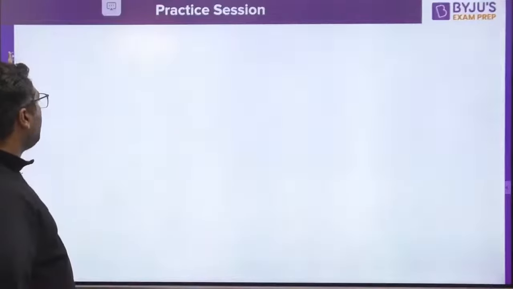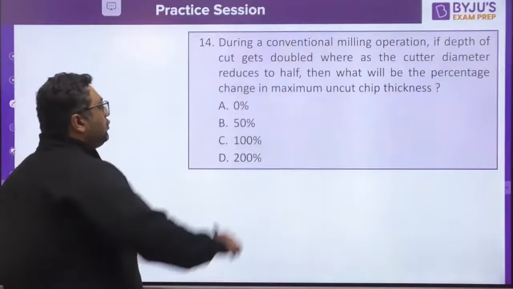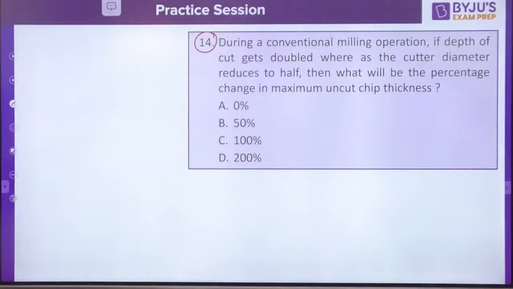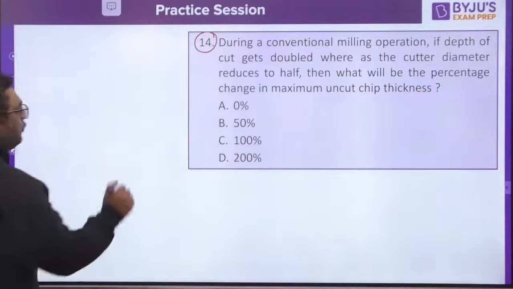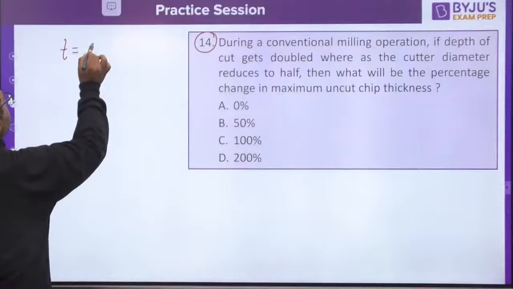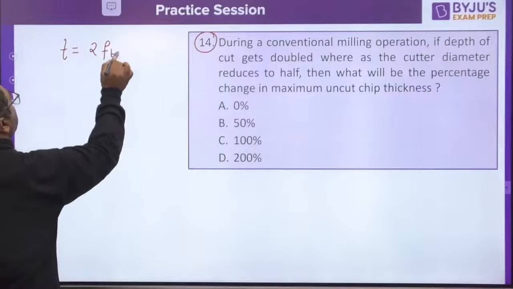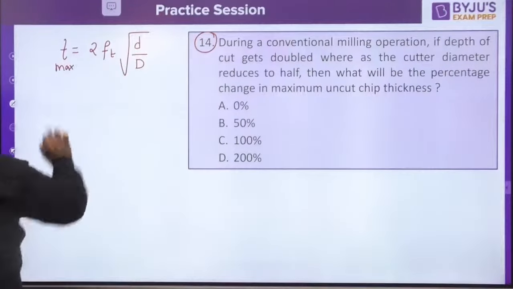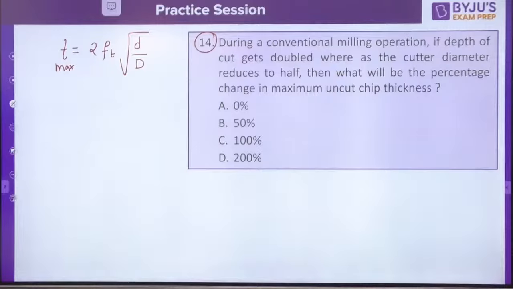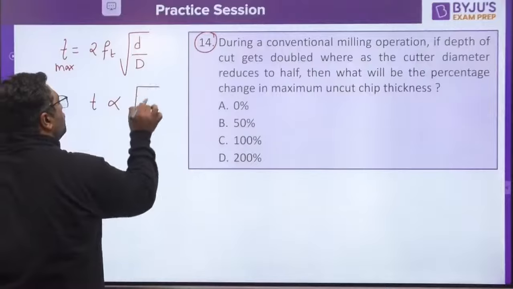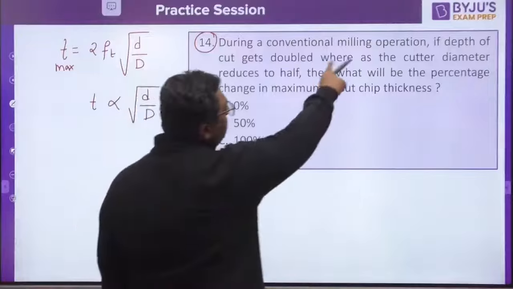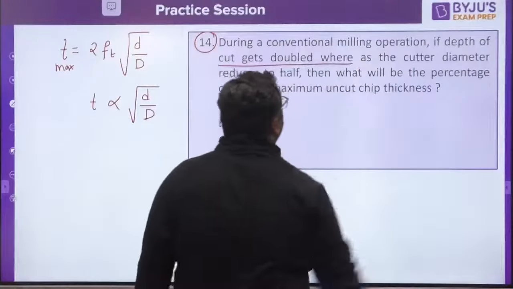Let us see question number 14 now. This is the question from milling. This time I would give you the hint. This is the formula for maximum chip thickness: 2 times Ft square root of d by capital D. So you can see t is directly proportional to the square root of small d by capital D. So it is mentioned that during the conventional milling operation, if depth of cut gets doubled.